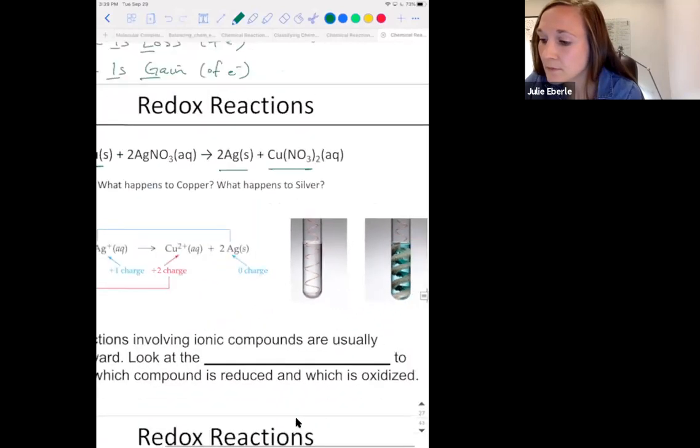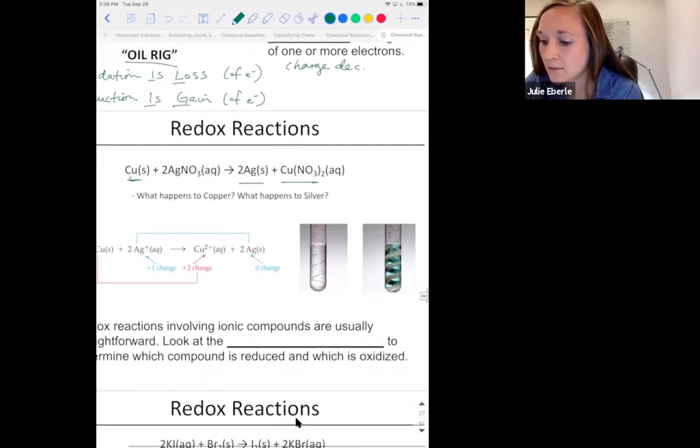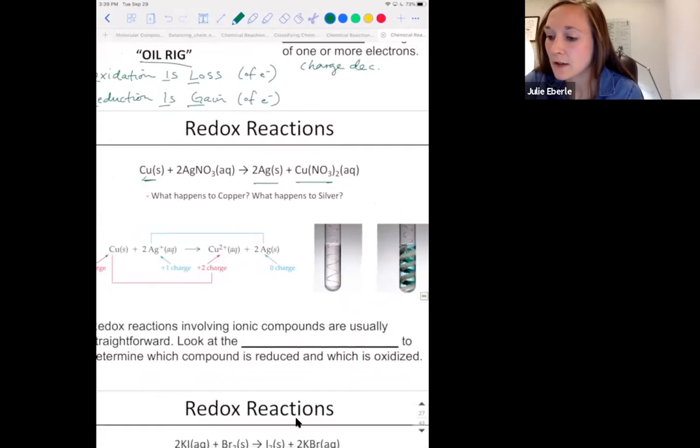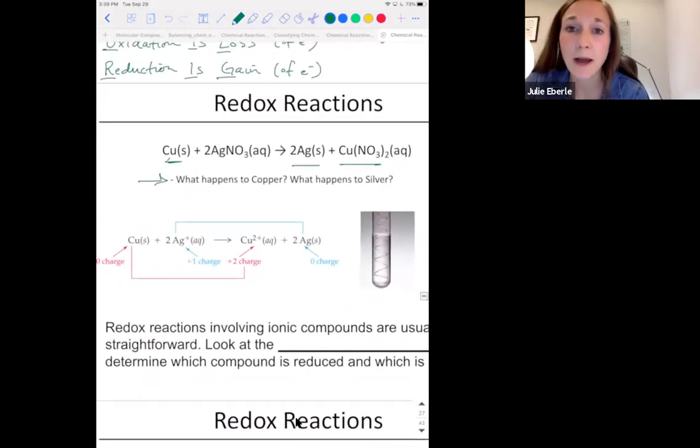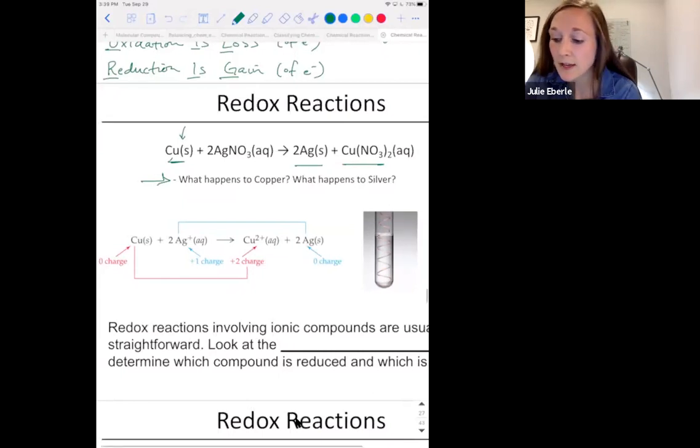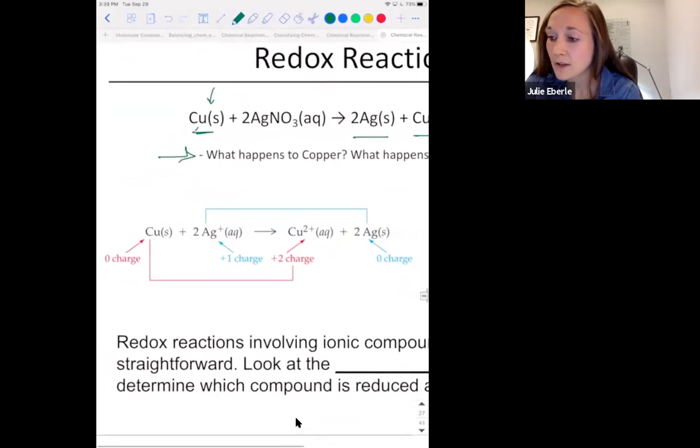Okay. All right. So let's look at what's happening. Here are our questions right here. What happens to copper? What happens to silver? Well, copper, initially, when things are by themselves, in their elemental form, as you would see them on the periodic table, they don't have any charge. They're just neutral, right? They're not a cation or an anion. So starting out, copper is right here. Copper is just a solid, plain old copper by itself. It's not a copper cation. So initially starting out, copper has a charge of 0.